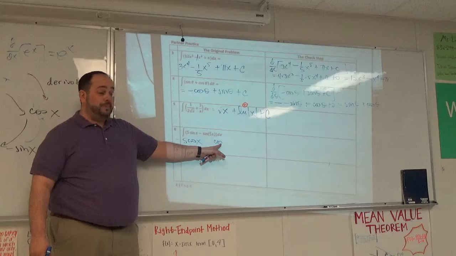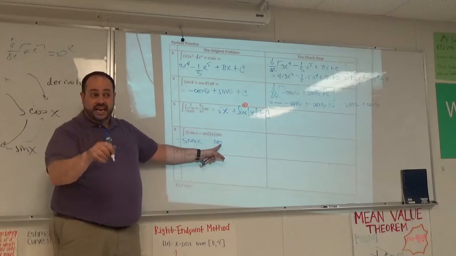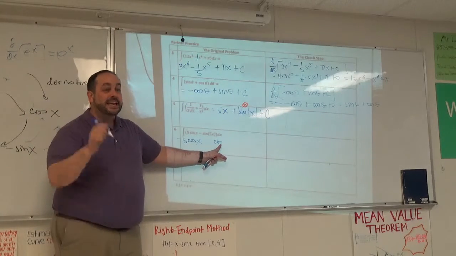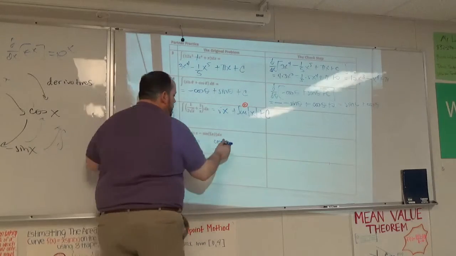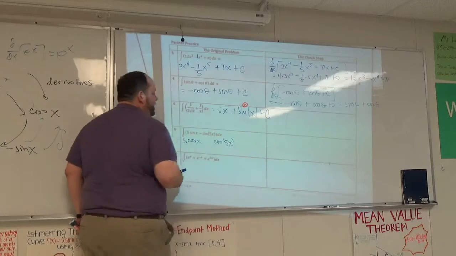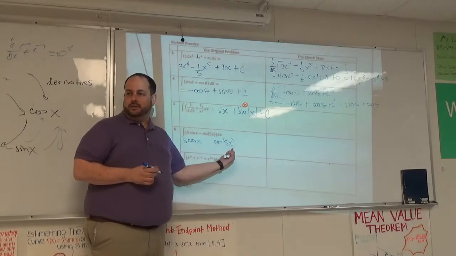The thing that I would hope that you remember is that when you take the derivative of sine or cosine, the angle never ever changed. The angle was the baby. So over here, it has to be cosine of 5x.